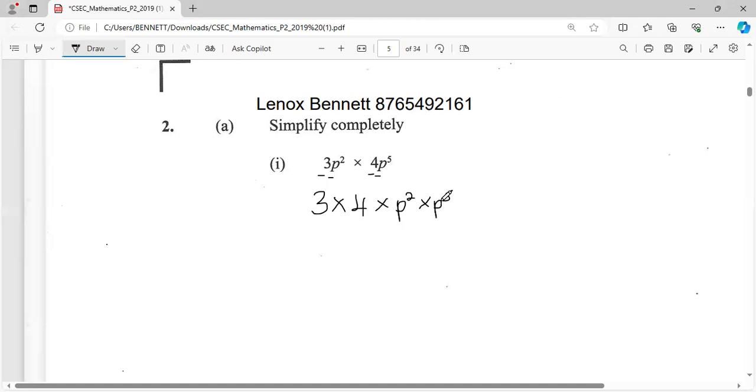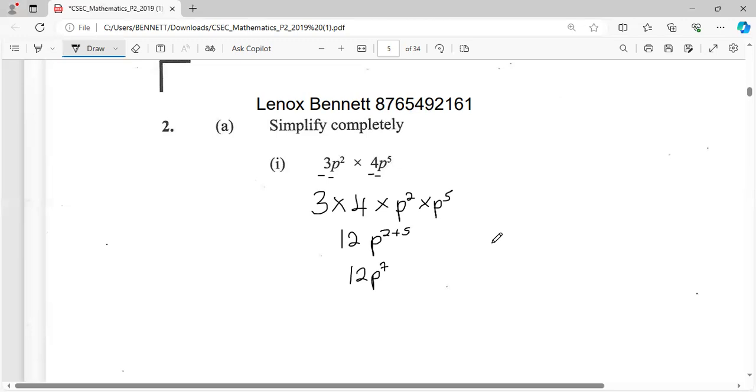Everybody should know 3 times 4 is 12. How do we deal with this part? Now we have p squared times p to the fifth. The rule states that we should add the powers, but I'm going to show you why we add them and not multiply them. So our final answer would be 12p to the 7th. Let me just show you why.